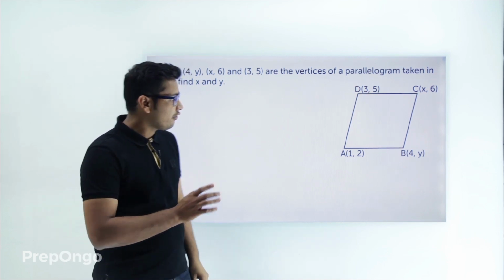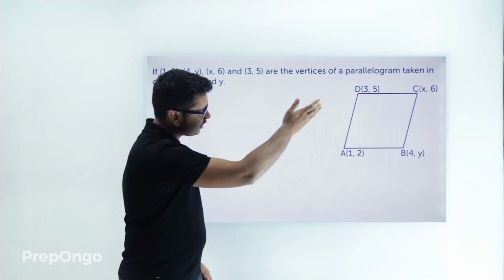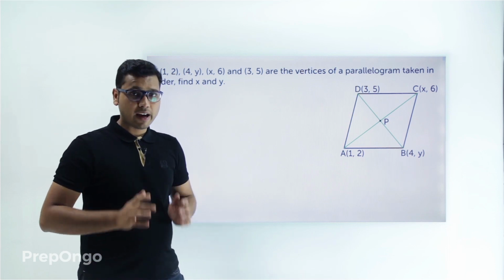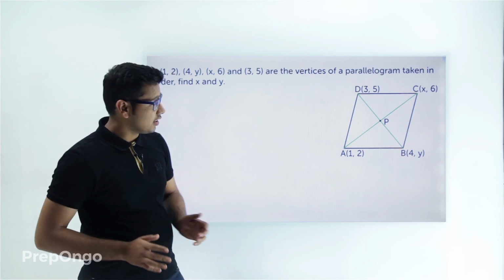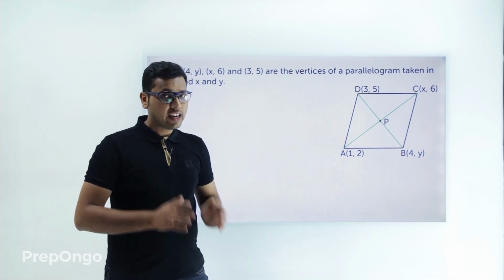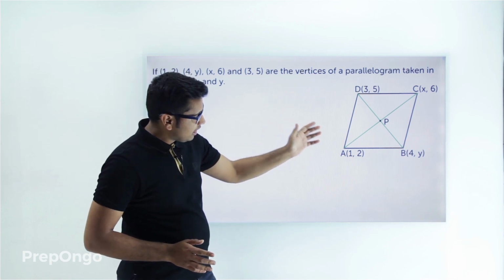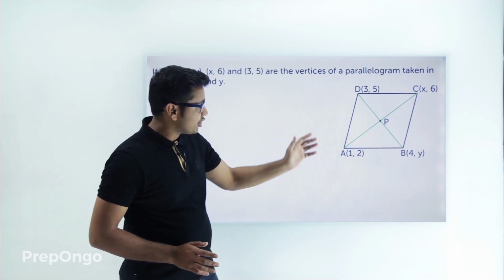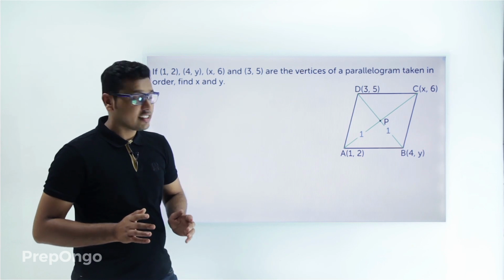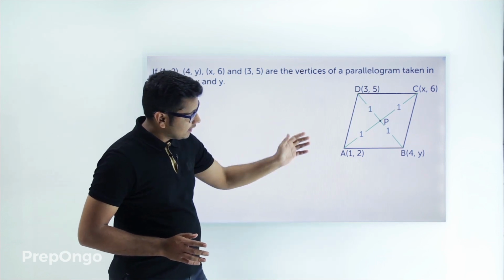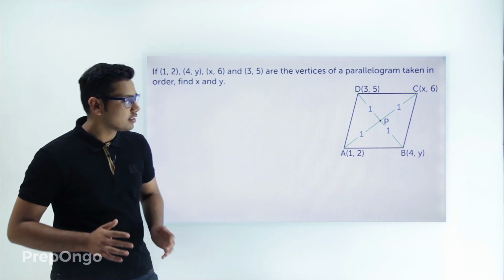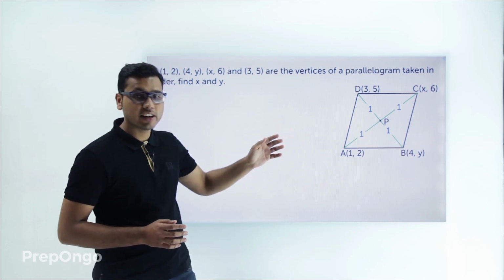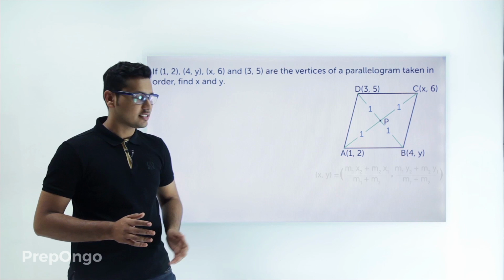Now just see that if I join the diagonals AC and BD, you will find out that diagonals of a parallelogram are bisected by this point P. So we can say that this point P divides AC in the ratio 1 and 1 and BD in the ratio 1 and 1. Or we can directly say that P is the midpoint of AC and BD. So we can apply the section formula.